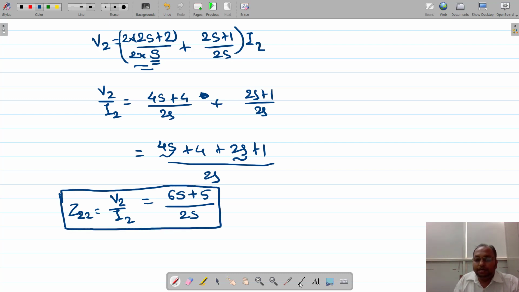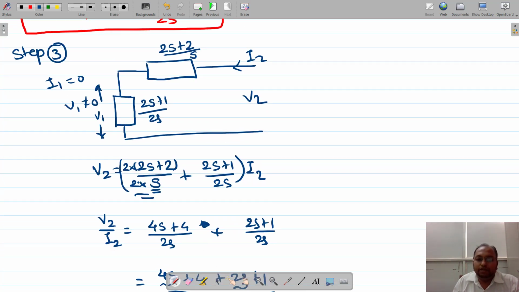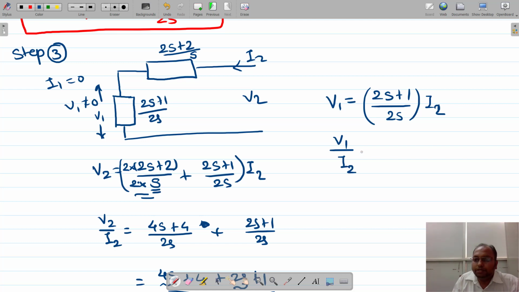Now recall V1. How to find V1? V1 is nothing but the drop across this resistor because of I2. So (2s + 1)/2s multiplied with I2, sorry, not I1. Therefore V1 divided by I2 is equal to (2s + 1)/2s, and this is our Z12.